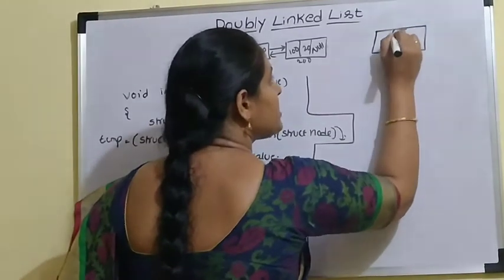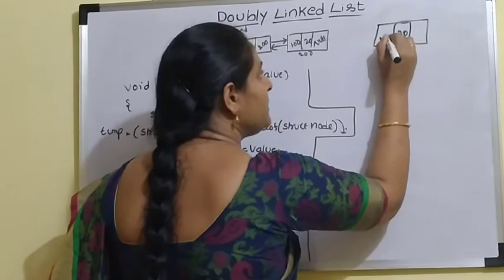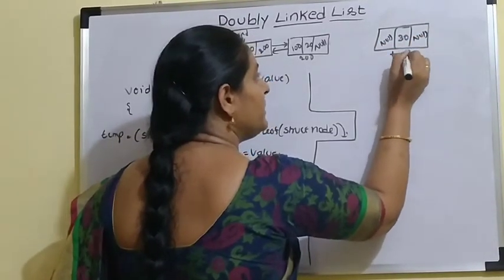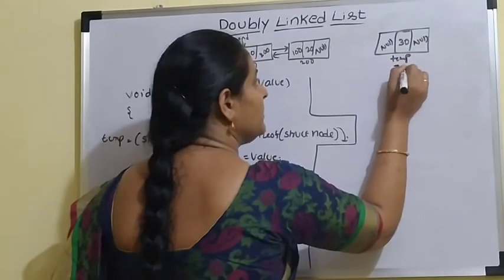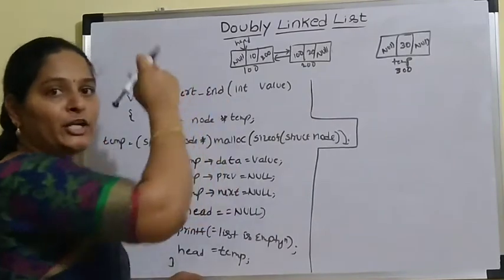At the end of the list. Here I am storing the data in the data part. Initially I am placing null value in the previous part and next part. Now I want to place this node at the end of the list.